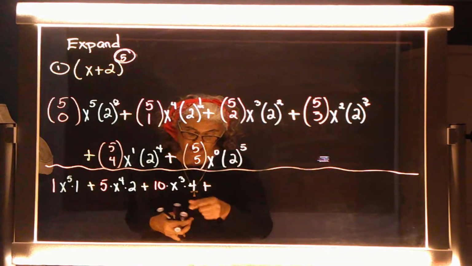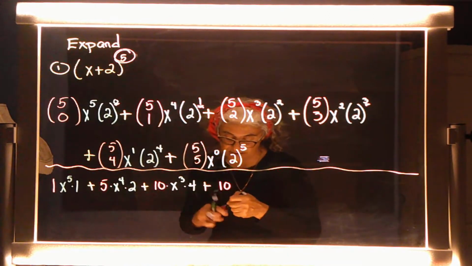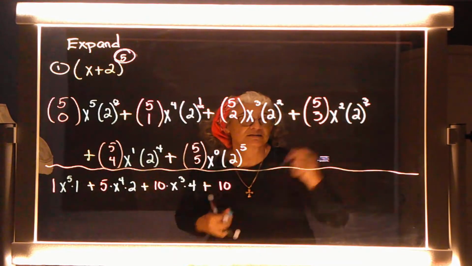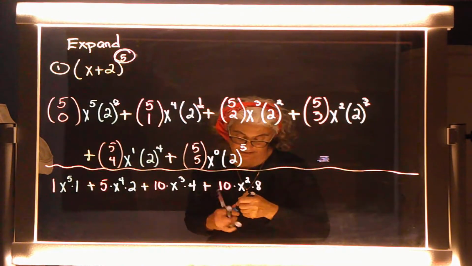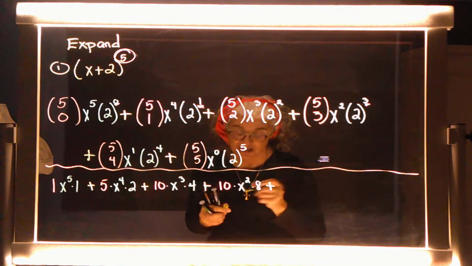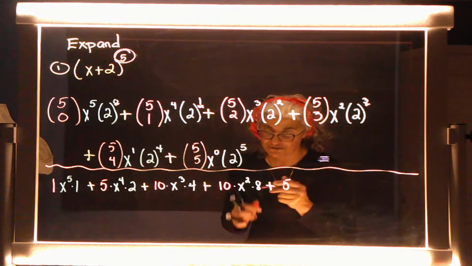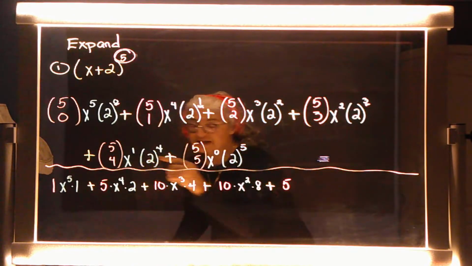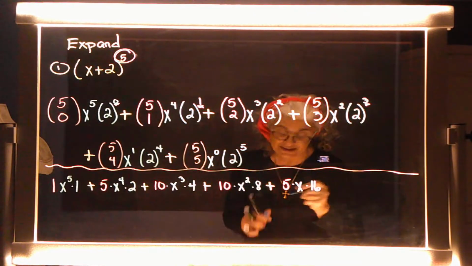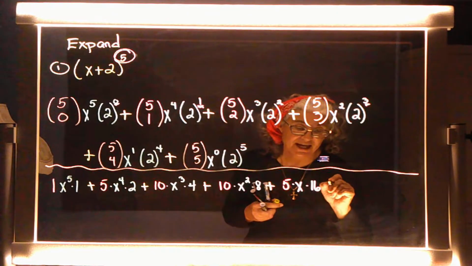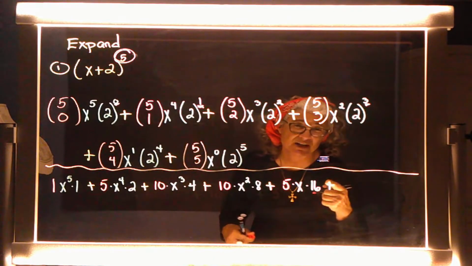Okay. And the next one was 5 choose 3. What did we figure out? We figured it out to be 10 multiplied by x to the 2nd multiplied by 8. Excellent. And then we have 5 choose 4. What did we get? We got 5 times x to the power of 1, which is just x, and 2 to the power of 4. Yeah, that's 16, right?